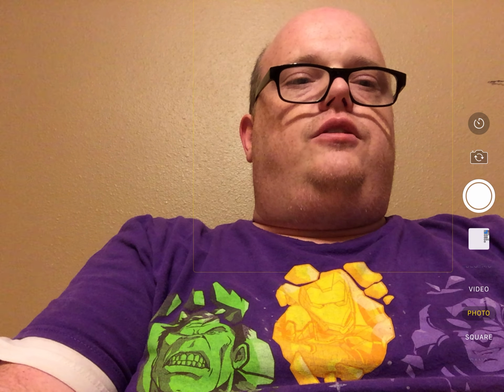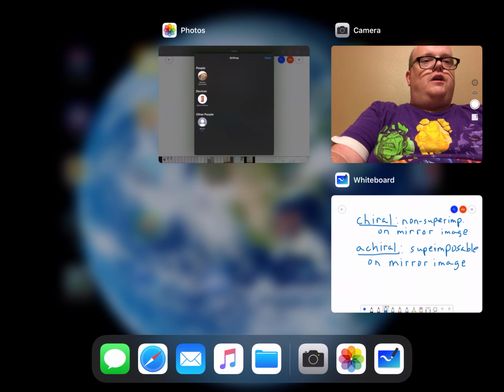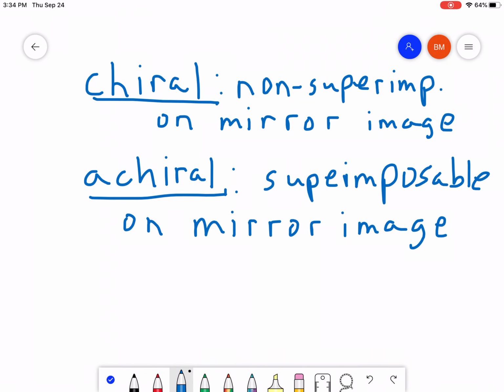There's literally no way to rotate my hand in any way to have them perfectly line up. So my hands would be described as chiral, non-superimposable on the mirror image. Okay? All right.